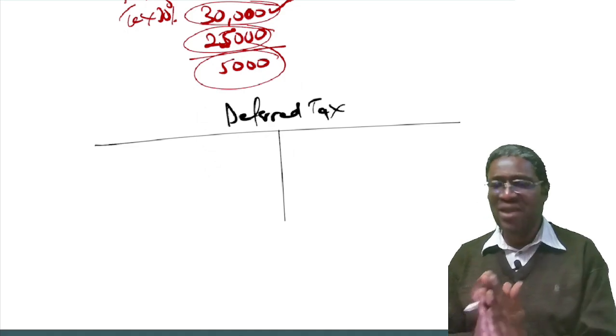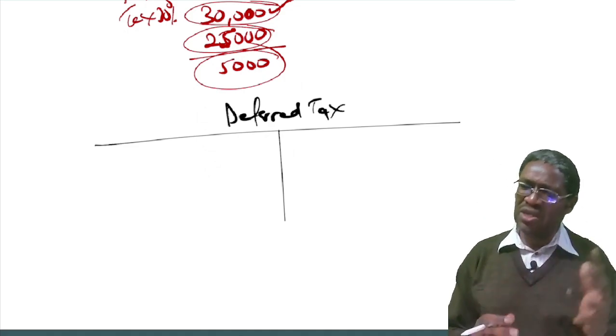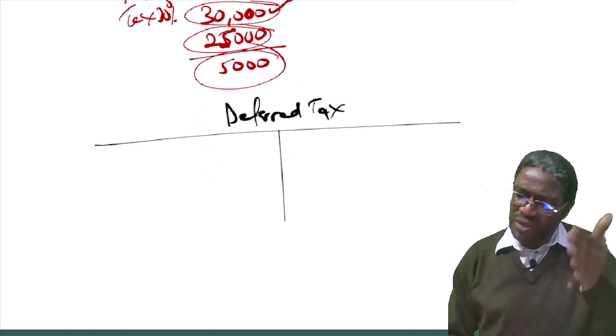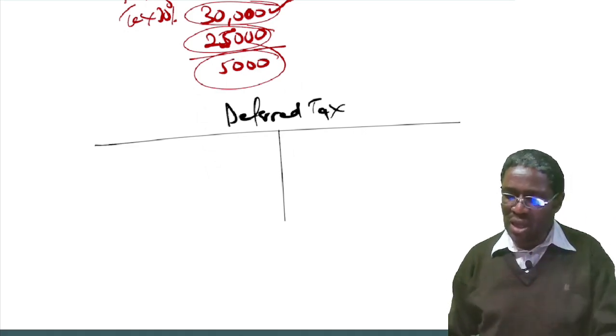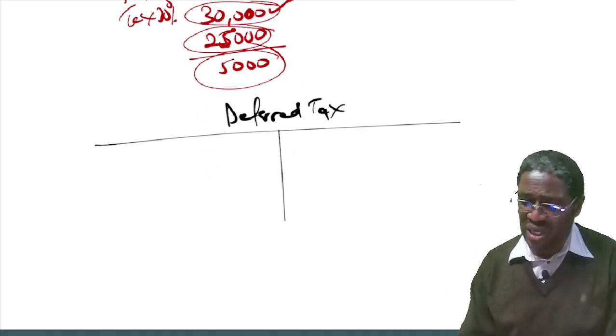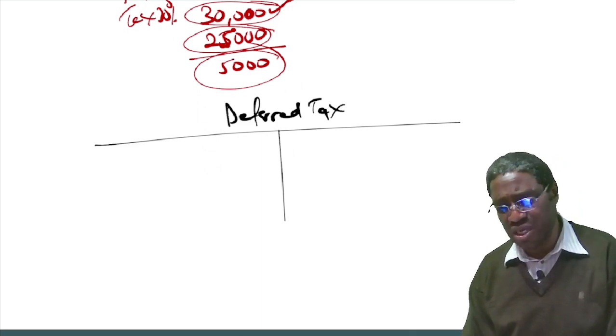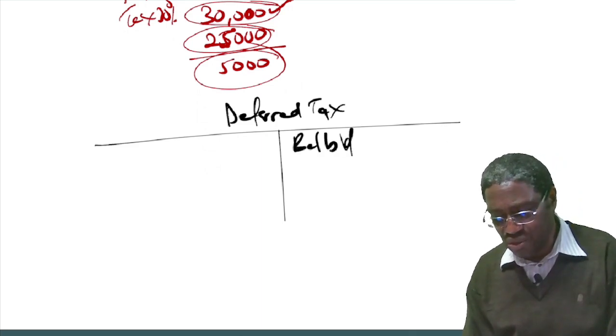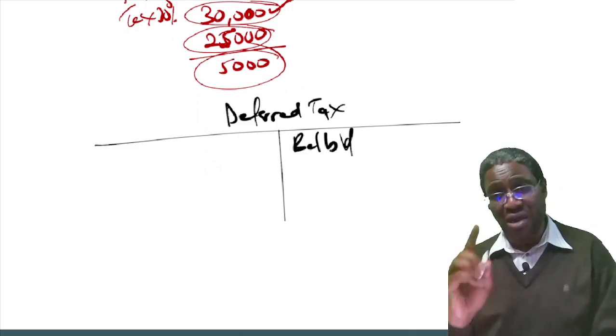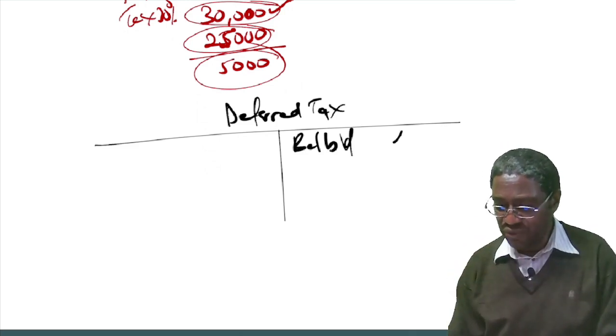Now listen. Suppose in the previous years, you also kept deferring. At the beginning of this year, you still have a balance brought down as a liability. Let us assume you have a liability balance brought down of maybe 40,000.